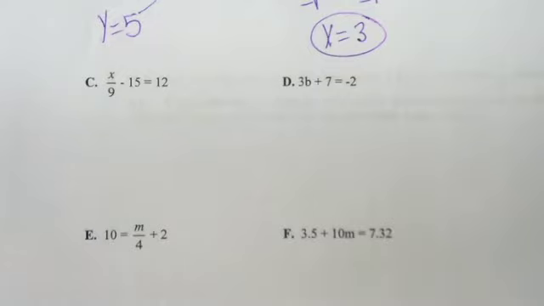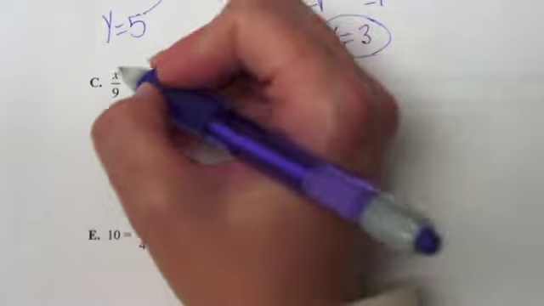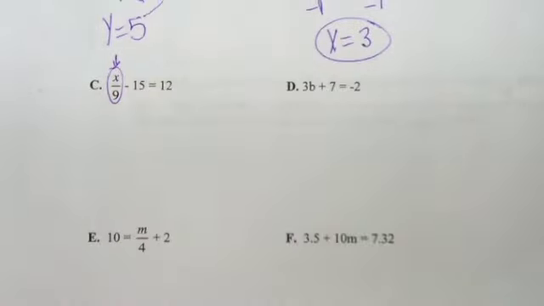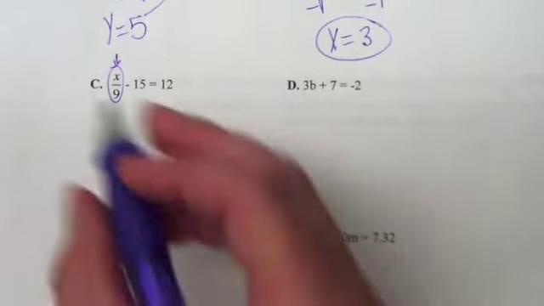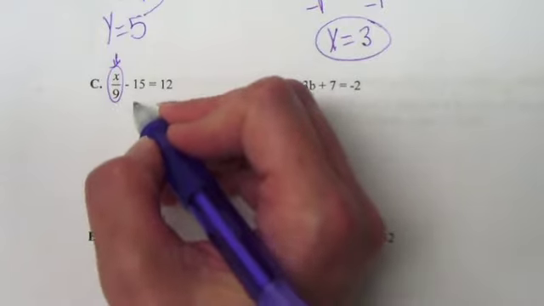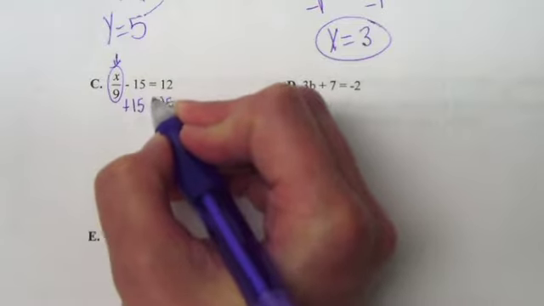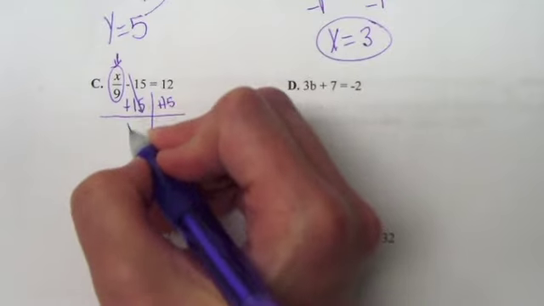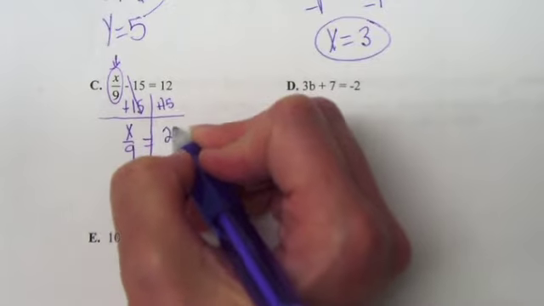All right, let's go ahead and look at example C. On example C, we have x over 9 minus 15 equals 12. All right, so this term right here is the one with the variable. This is the one we need to get all by itself. So we need to look and see what else is on the same side of the equal sign with it, and we can get rid of it. On this, we have a negative 15. To get rid of a negative 15, we're going to add a 15 to both sides of the equation. Okay, that will get rid of our 15 on that side. So we get x over 9 equals, and then 12 plus 15 gives us 27.